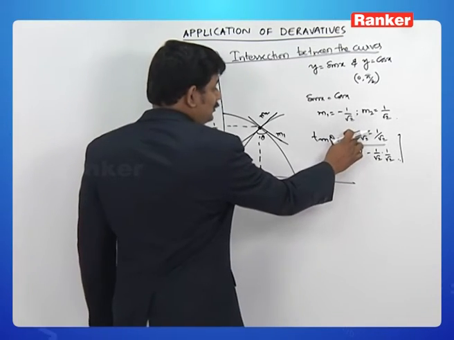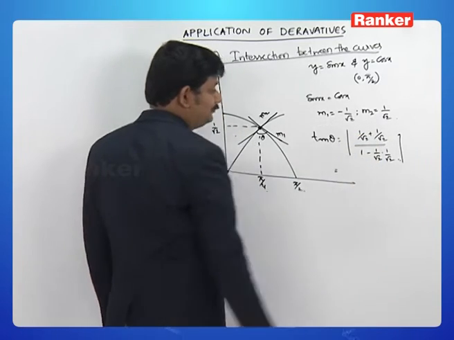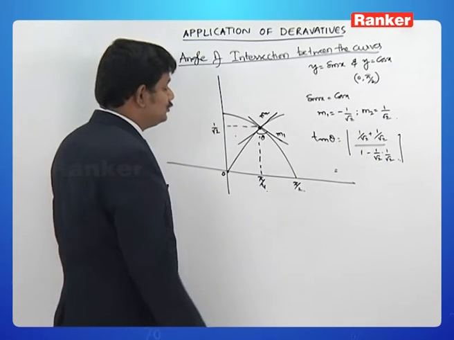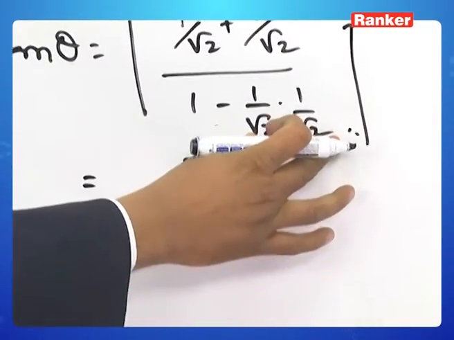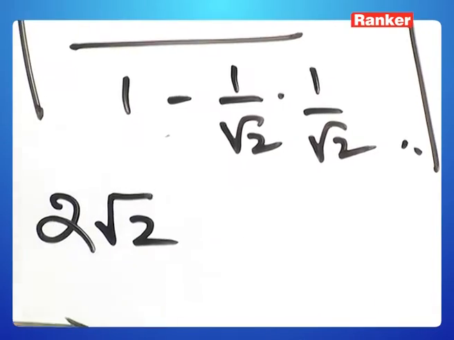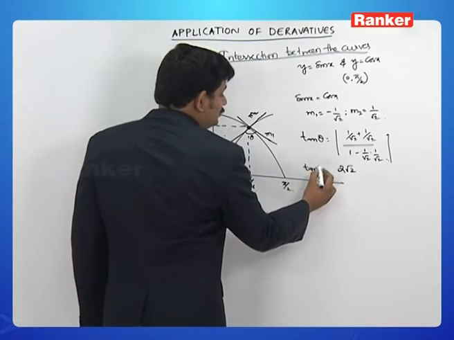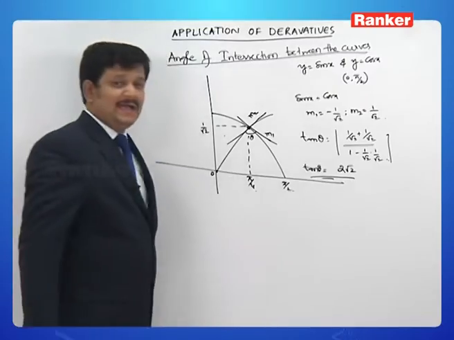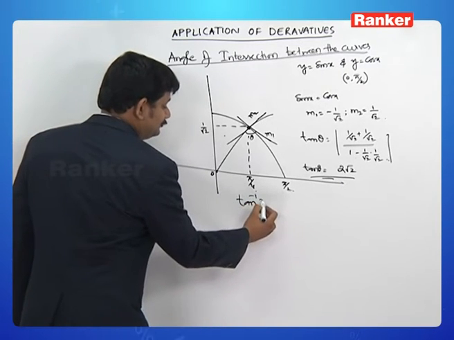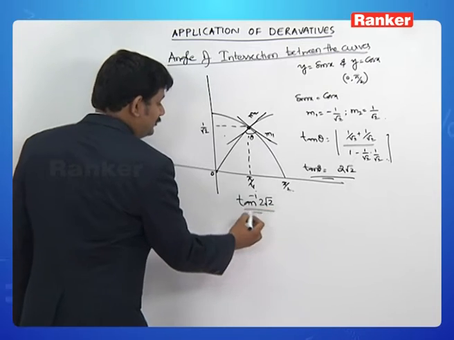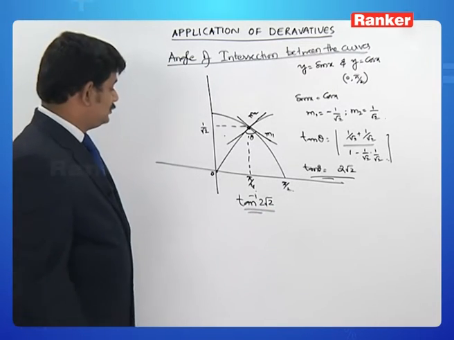Modulus is there, so we can remove the minus signs here. 1 by root 2 plus 1 by root 2 is root 2. 1 by root 2 into 1 by root 2 is 1 by 2. 1 minus 1 by 2 is 1 by 2. So, tan theta is equal to 2 root 2. So, the angle between the curves is tan inverse 2 root 2.